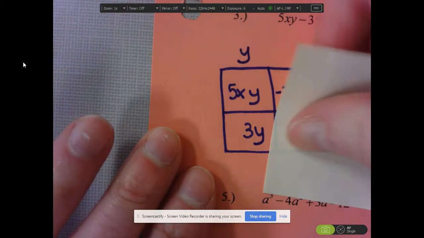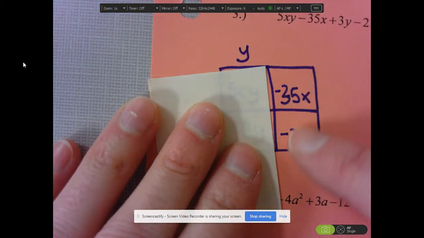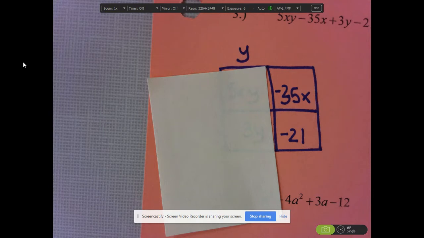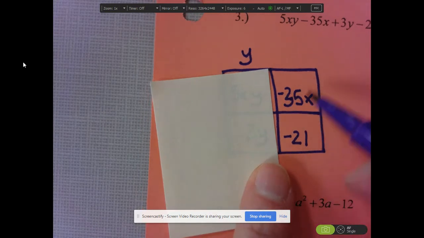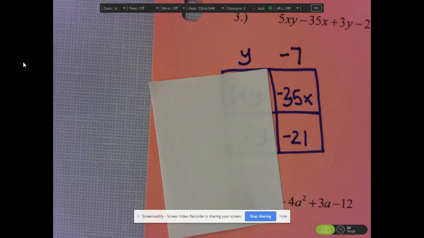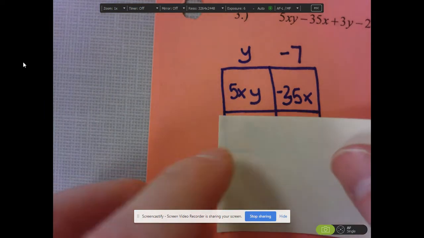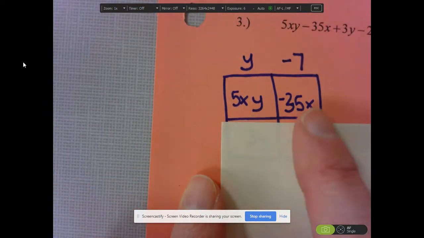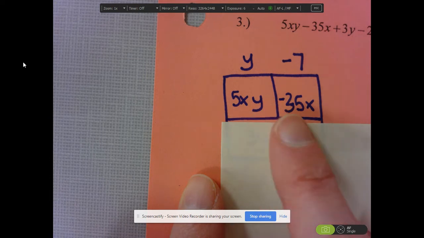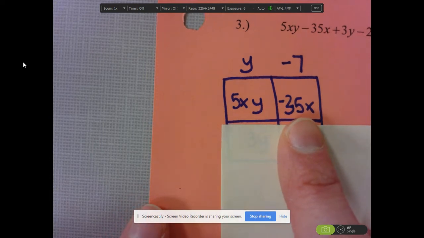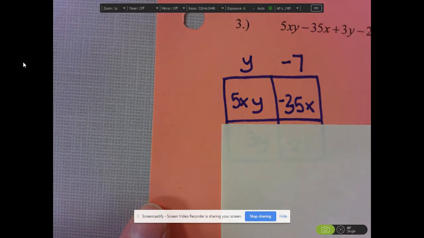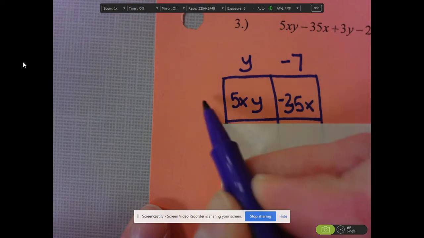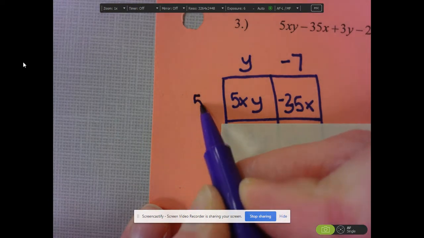Okay, so let's flip it over here. What goes into both negative 35 and negative 21? 7. Now, because it's negative, this would be negative. So all you're doing is a GCF. Now let's look at this row. What's the greatest common factor between 5xy and negative 35x? 5. And what else do they have in common? An x. Since it's positive and you're putting the number outside of that box, it's a positive 5x.